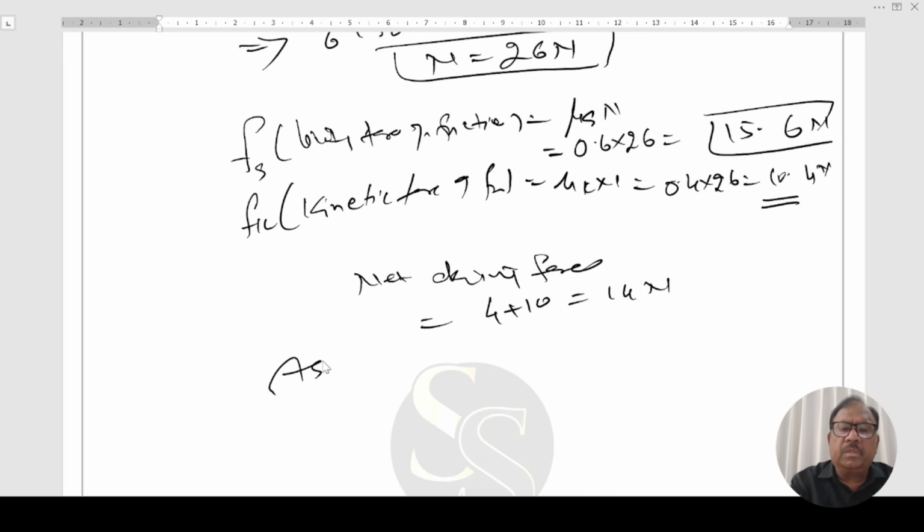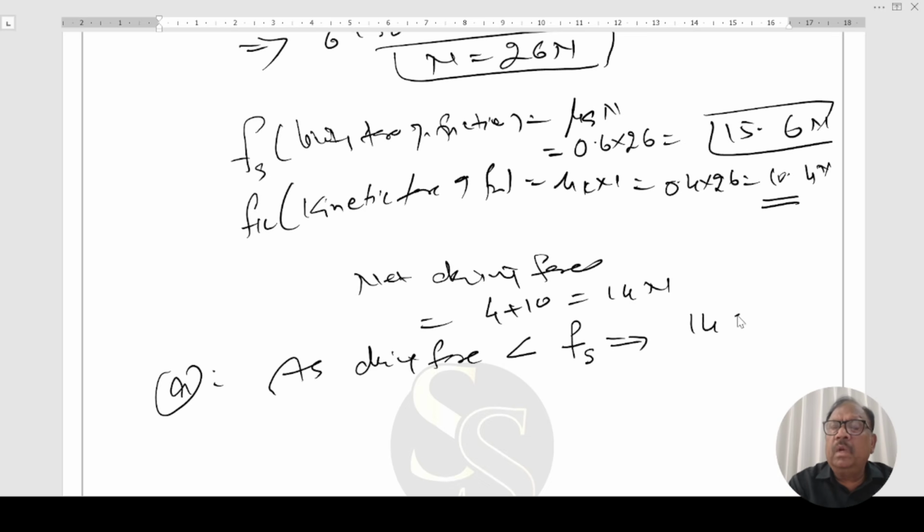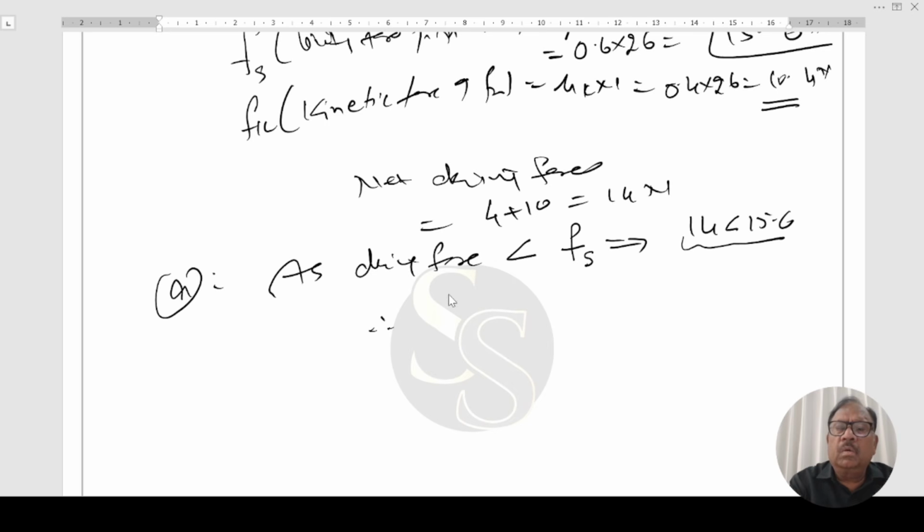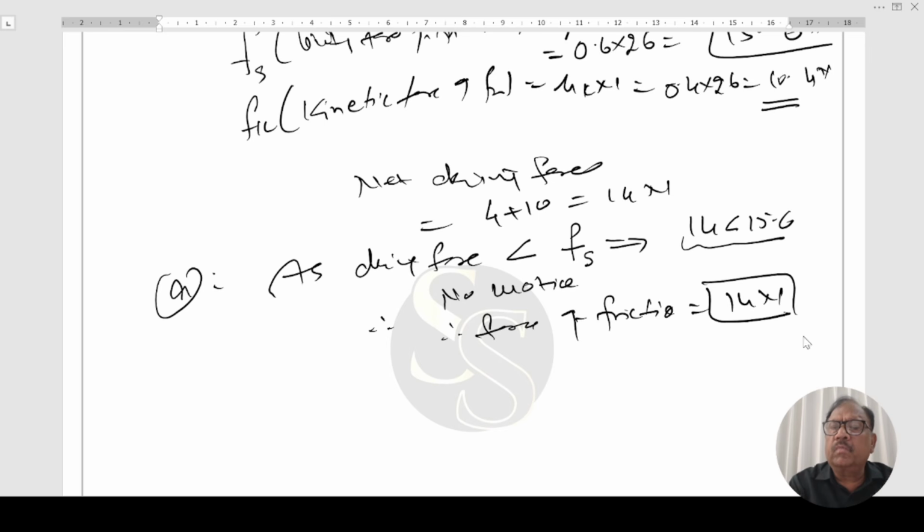Now as for part A, as the driving force is less than Fs, that is 14 less than 15.6, therefore no motion. Therefore, force of friction will be 14 Newton. This is the answer.